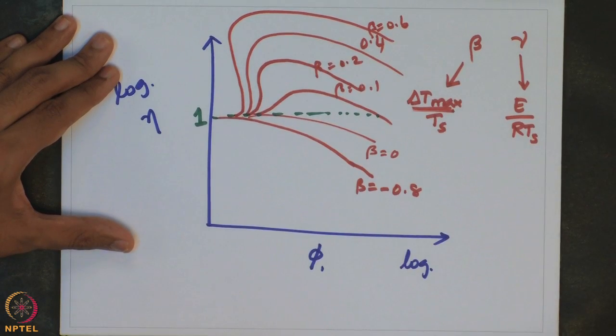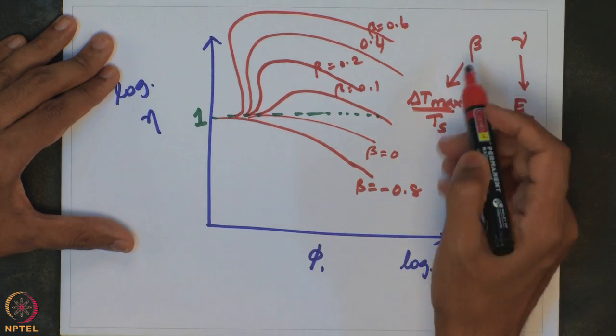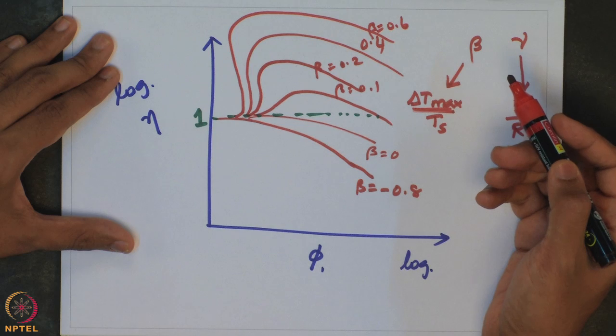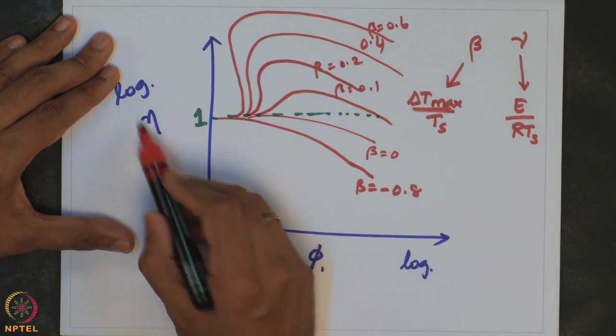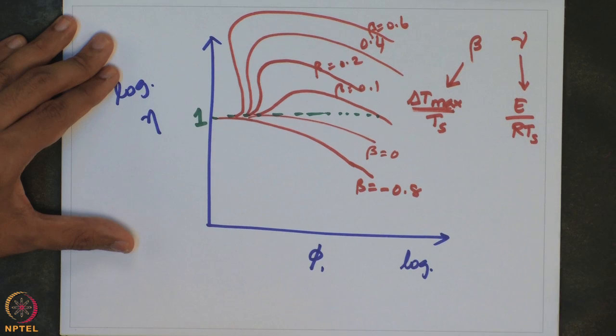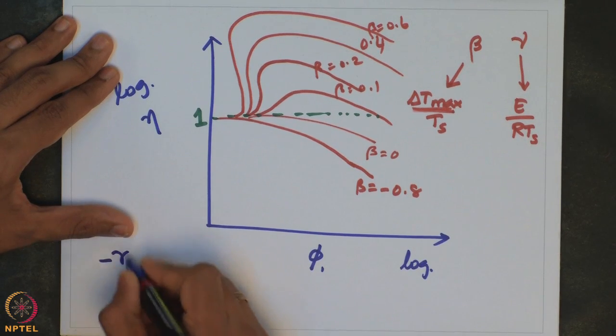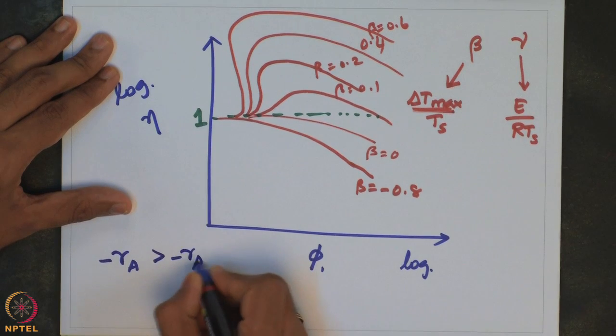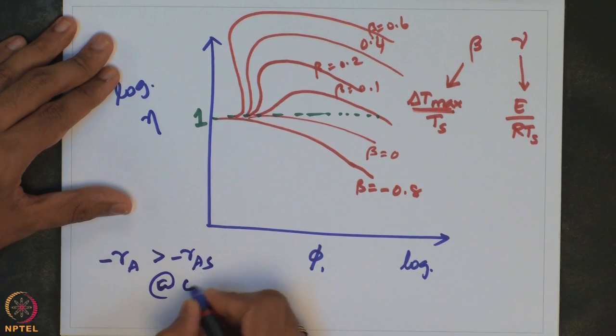So, what it essentially signifies is that depending on the values of beta and gamma, one can have a situation where the effectiveness factor eta can be larger than 1. This is simply because we observed a few moments ago that the rate of the reaction inside the catalyst pellet can be greater than R_AS at certain conditions.